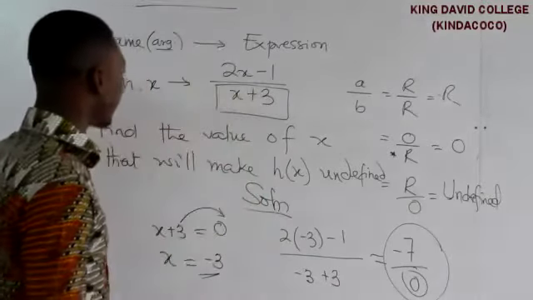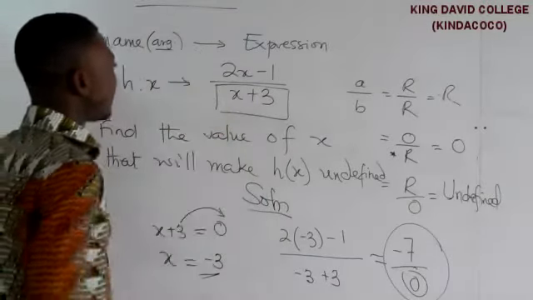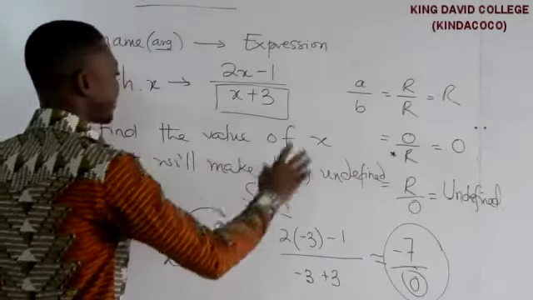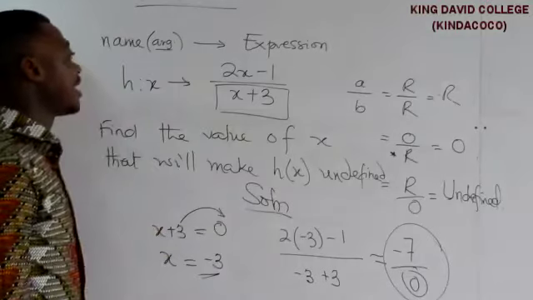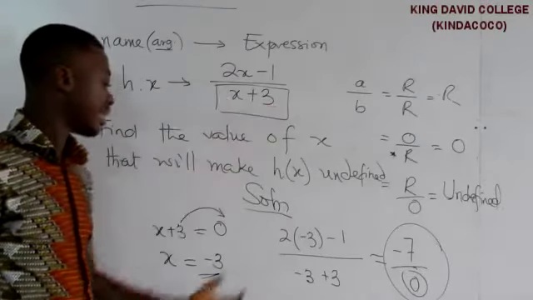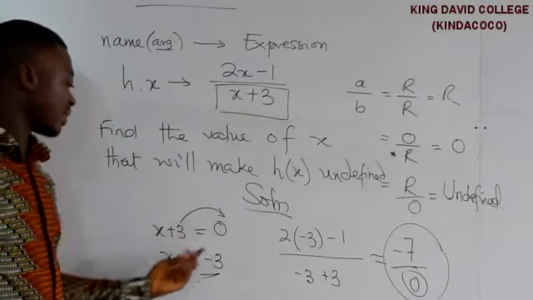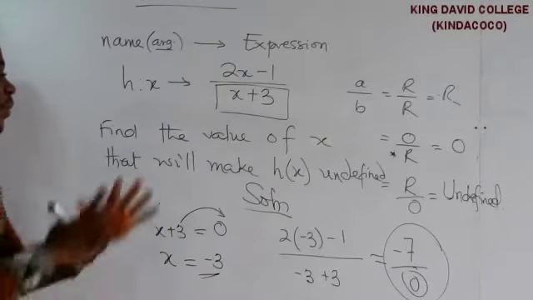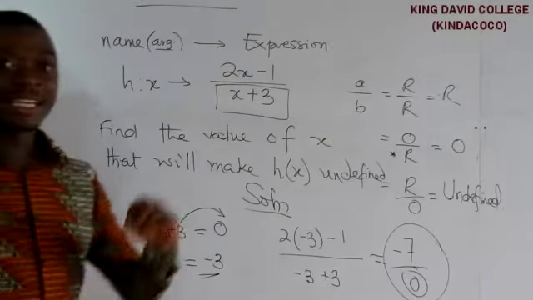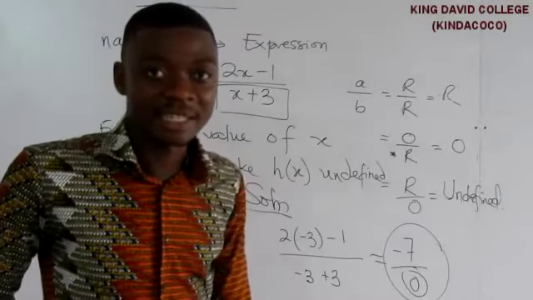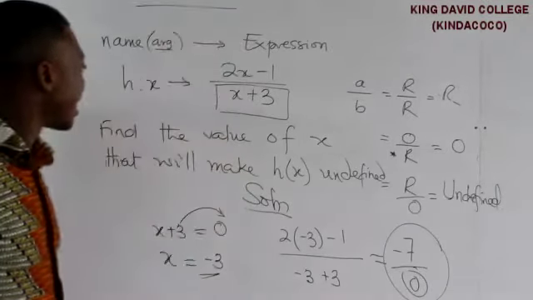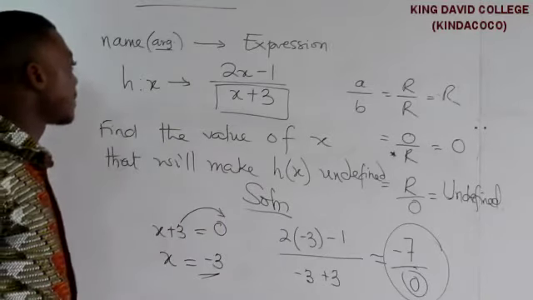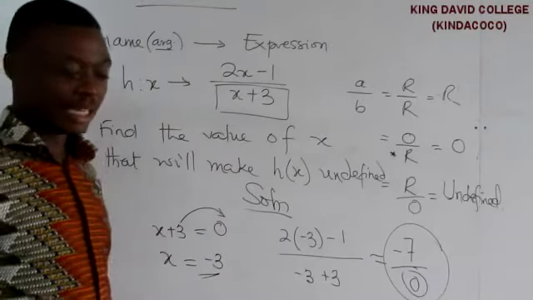So, if I am asked to find the value of x that will make this function undefined, I only have to pick the denominator, equate the denominator to 0, and then I solve for x. That is the whole idea of this particular lesson. I hope it's fun. Now let's change the function and do another one.